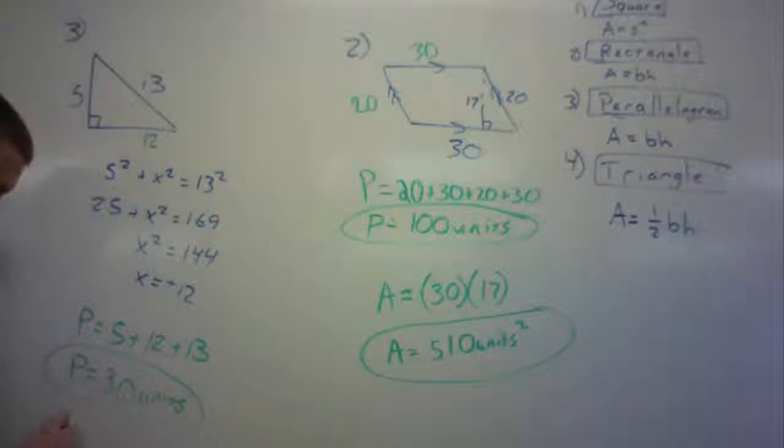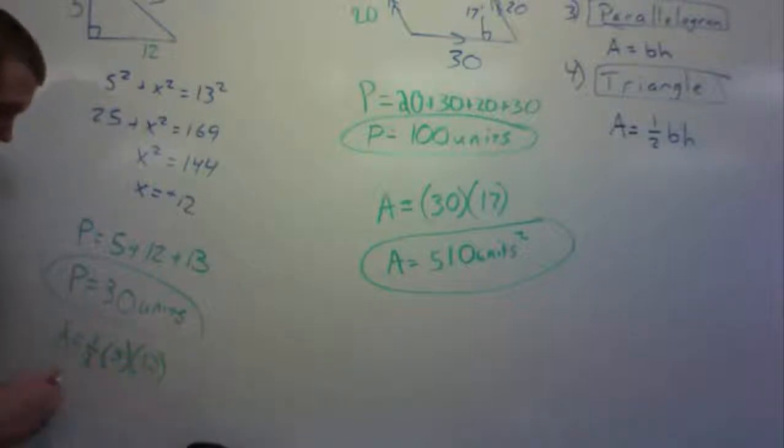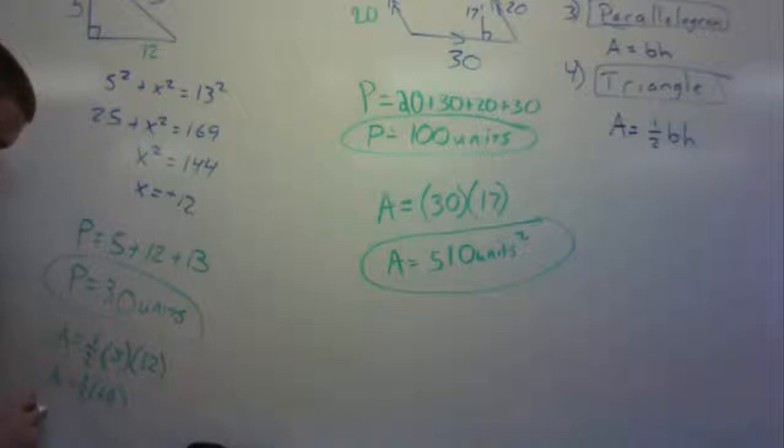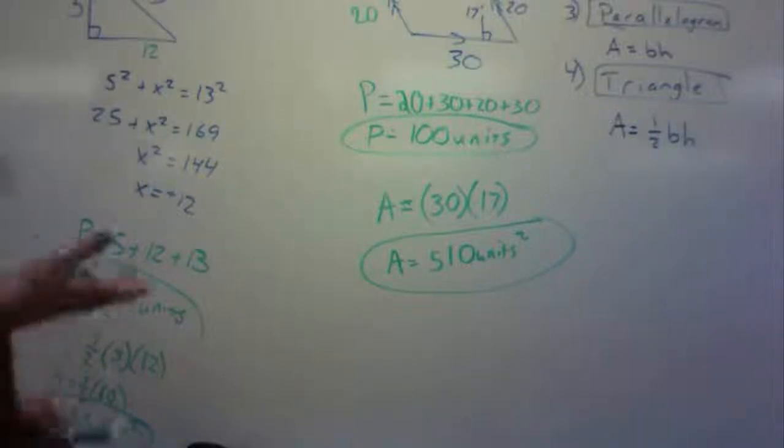And for area, it's 1/2 base times height. So 1/2 times 5 times 12. 5 times 12 is 60, so 1/2 of 60 is 30. My answer is 30 units squared. And there I go. That's what we have. This is how you find area. This is how you find perimeter.